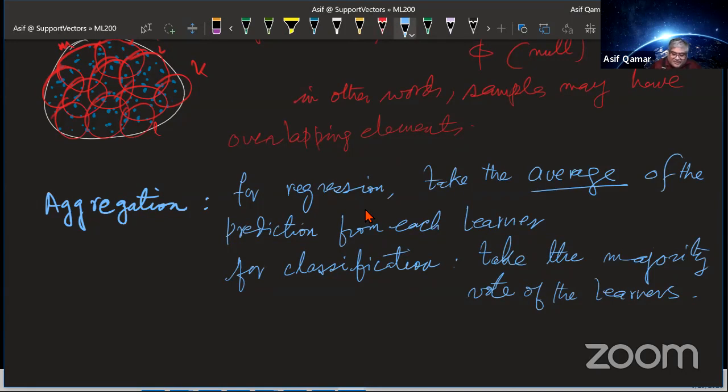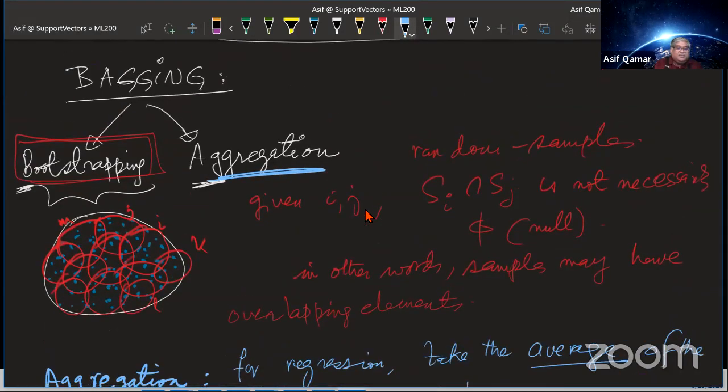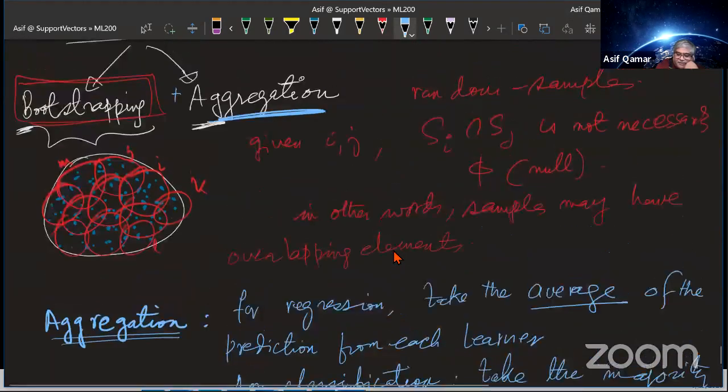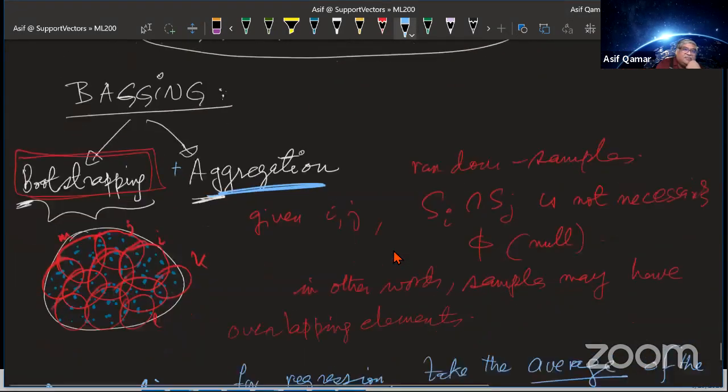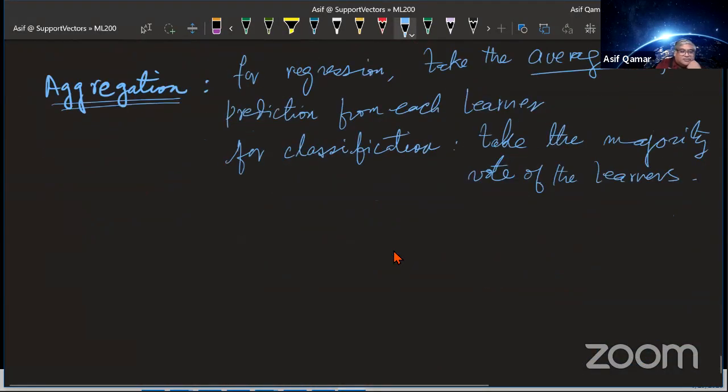So do we understand aggregation also now? Right. So these two put together makes bootstrapping. Sorry, not bagging. Bagging is bootstrapping plus aggregation. Did we get that? Now, that is bagging. Boosting I'll keep for the next time, but let me mention a very popular algorithm that uses bagging. It is called, can somebody tell me what it is called?